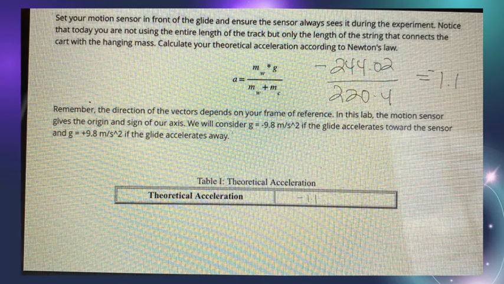Here we show the results of our data. For example, our MW times gravity: our MW was 195 grams times the gravity, which is 9.8. Eventually, we got 244.02. And for our MW plus MC, which is 195.5, the weight of the air glider, we measured the grams and the little gram on the air glider, and added them up, which was 244.02 divided by 220.4. That would equal negative 1.1, and our theoretical acceleration was negative 1.1.